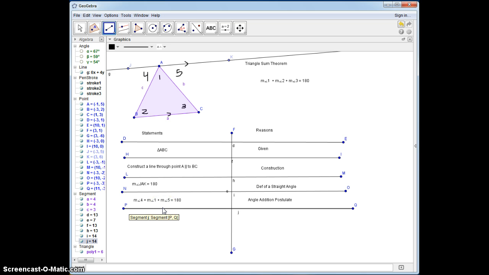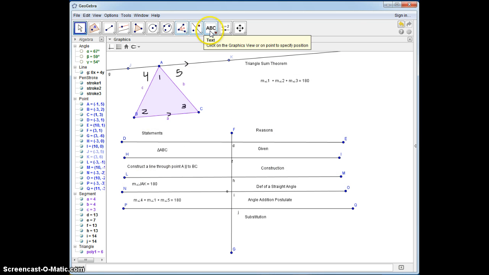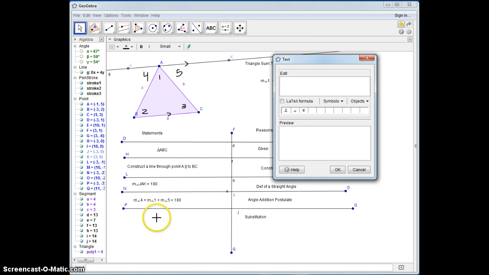Because this adds up to 180 degrees and this is 180 degrees, we can substitute and say that the sum of these angles is 180 degrees. They're on a straight line, they all add up to 180 degrees. So that's because of substitution. We're going to say that the measure of angle 4 plus the measure of angle 1 plus the measure of angle 5 equals 180 degrees. So we're getting there.